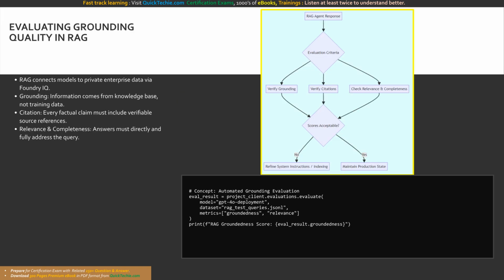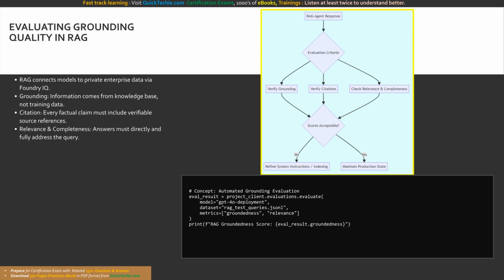Moving seamlessly beyond basic performance metrics, we must deeply examine how to monitor and evaluate grounding quality, specifically when your architecture utilizes retrieval-augmented generation, or RAG. When your intelligent AI agents use Microsoft Foundry IQ to access private, proprietary enterprise data sources like SharePoint or Azure Blob Storage, you must absolutely guarantee that the model relies solely on that provided context. Evaluating good RAG responses requires monitoring 4 critical characteristics: grounding, citation, relevance, and completeness. Grounding specifically ensures that the information in the response comes strictly from your managed knowledge base, completely preventing the generative model from hallucinating fabricated facts from its original base training data.